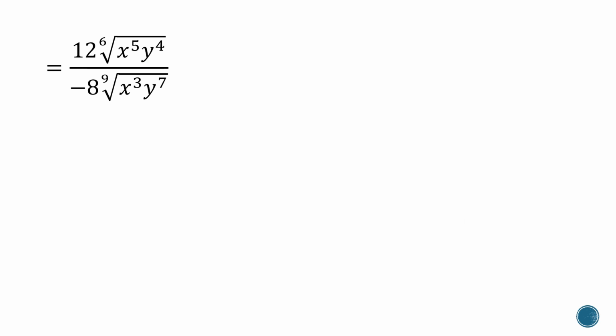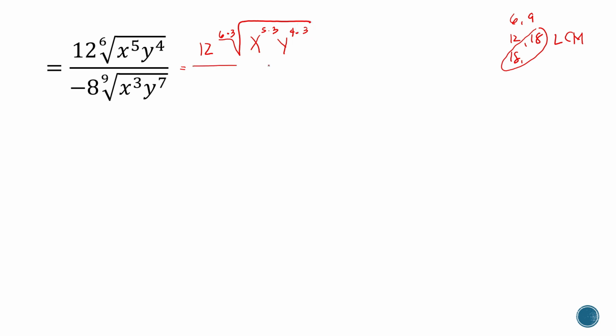Okay, so we have here 6 and 9 as our indices. We need to find the least common multiple of 6 and 9. 6, 12, 18, 9, 18. I think we can stop there. There you go. That's our LCM. So I will multiply that 6 by what number to make it equal to 18? That's right, it's 3. Also the 5, I will multiply that by 3. And of course the 4, I will multiply that by 3.